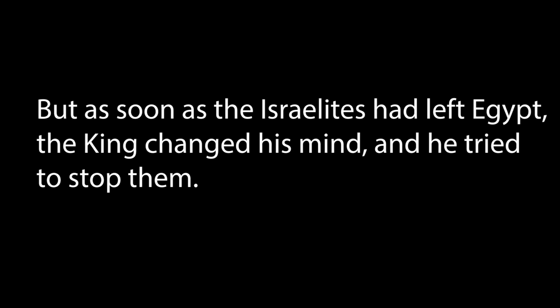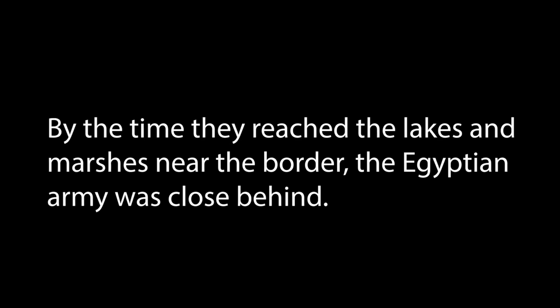But as soon as the Israelites had left Egypt, the king changed his mind, and he tried to stop them. He called out the army. The soldiers leapt into their swift, light chariots and raced after the Israelites. By the time they reached the lakes and the marshes near the border, the Egyptian army was close behind. There was water in front of them and soldiers behind. The Israelite people were terrified.